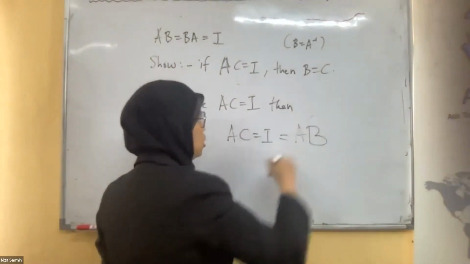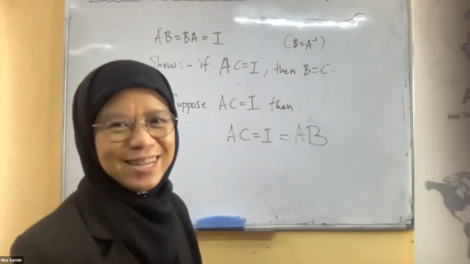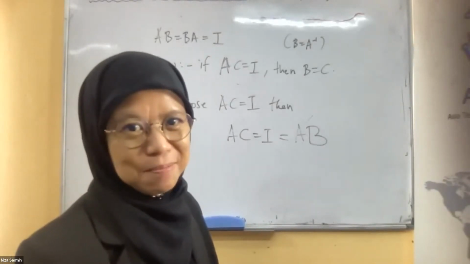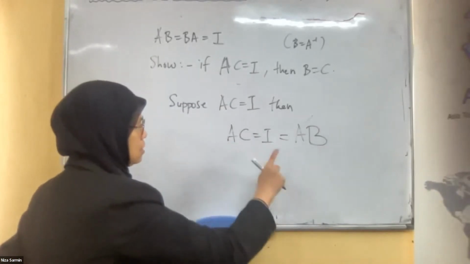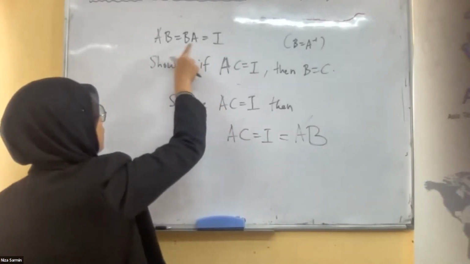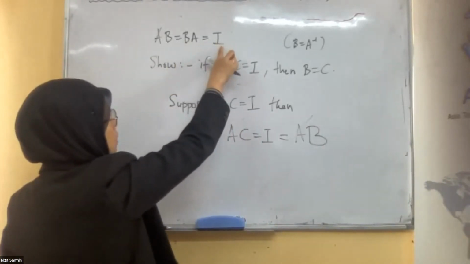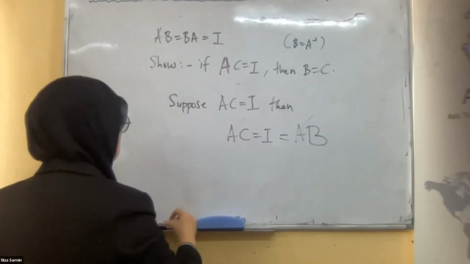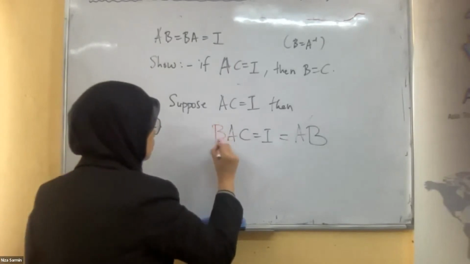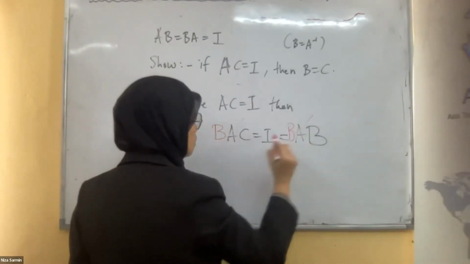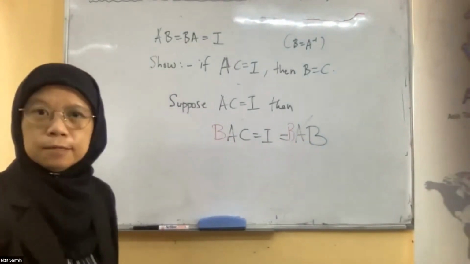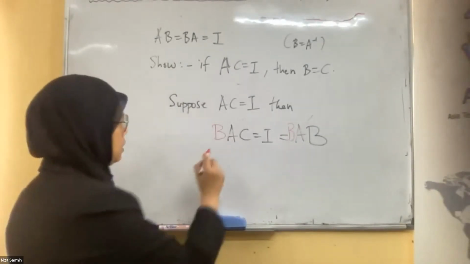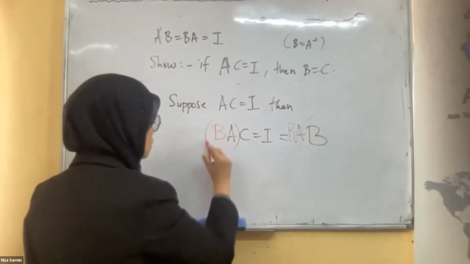Can we just cancel like that? You cannot just cancel or divide. It's not a number. What you can do to cancel the A is to multiply A by something to be equal to I. So you can multiply B here, on both sides. It's actually A inverse. So you multiply, using associativity.